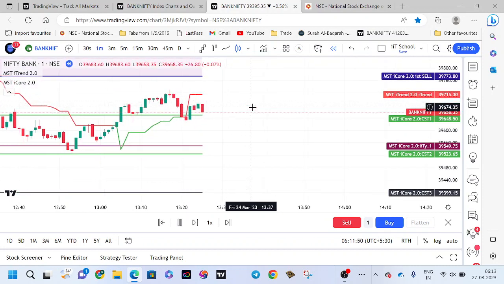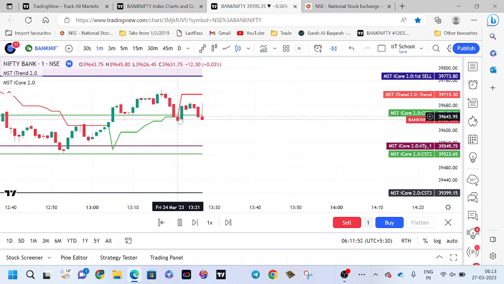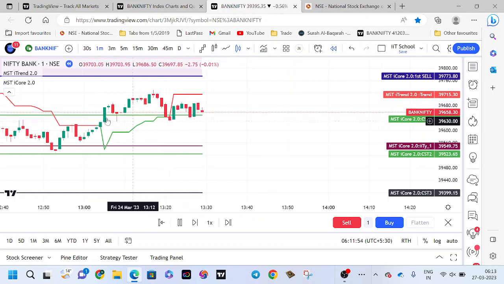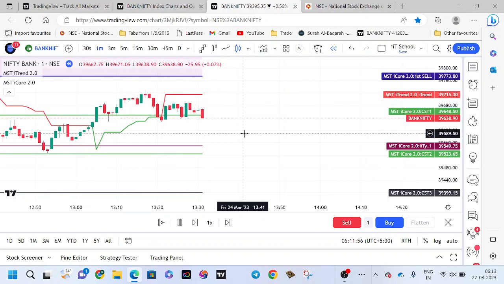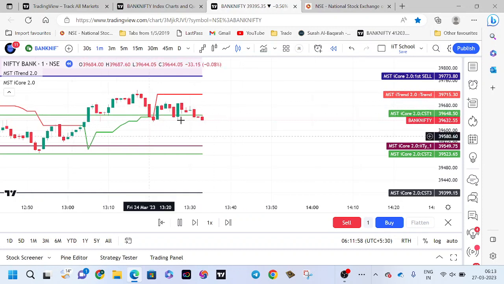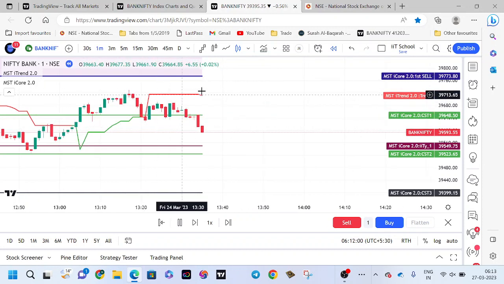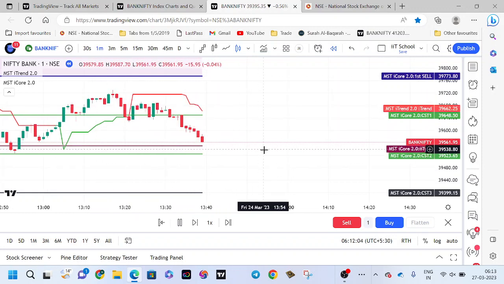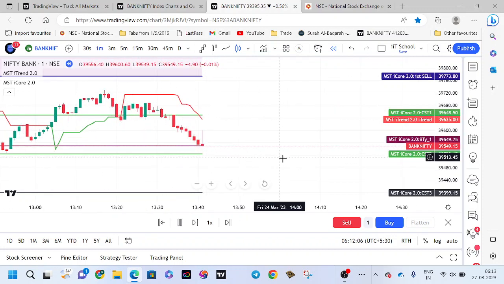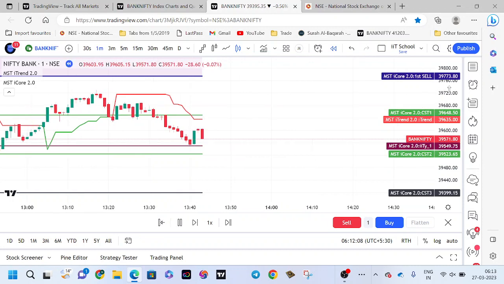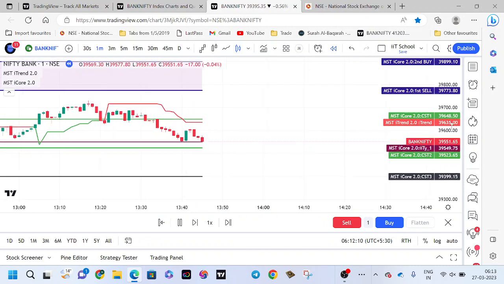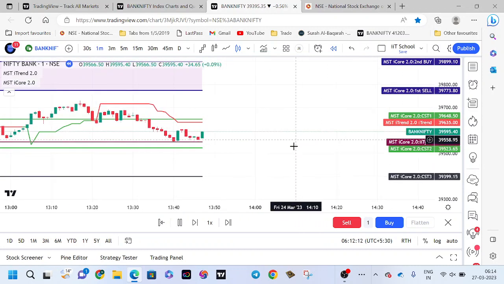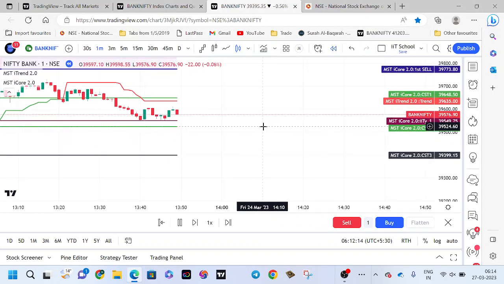So again we have got one more entry from the super trend, but we are not using the super trend for the entry. Why? Because we are taking the entry based on our sell zone or buy zone. Already we are in a sell trend. See here, again it is coming down.